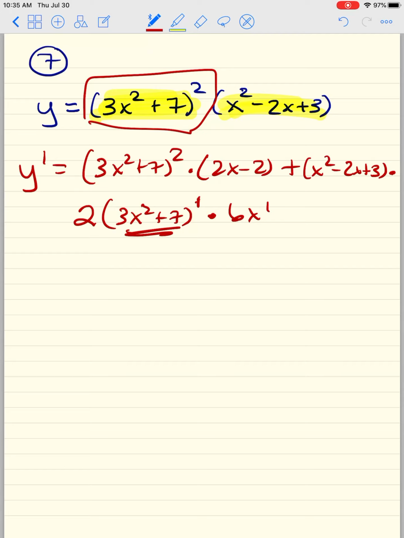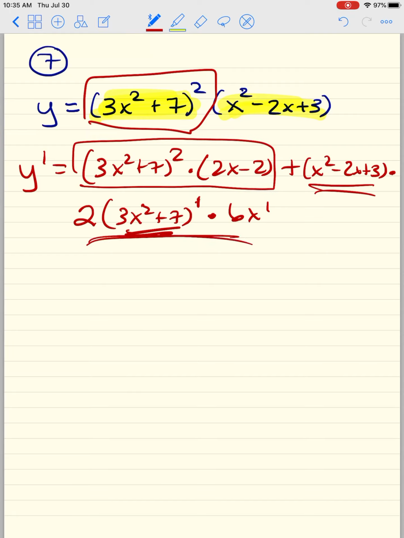And now you would have to just clean it up. And by cleaning it up, you don't really have to clean this part up, but you should probably do something here. But that's how we do number 7.